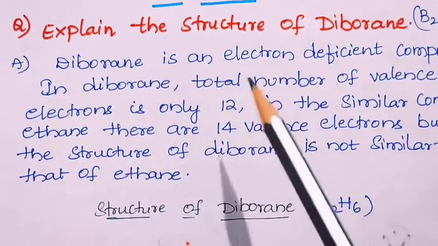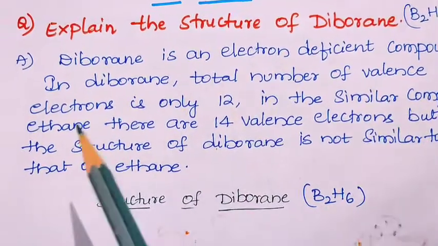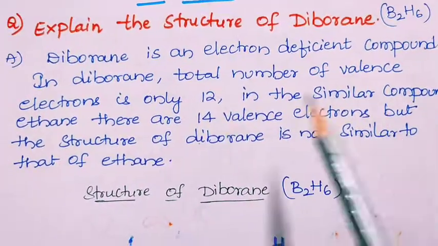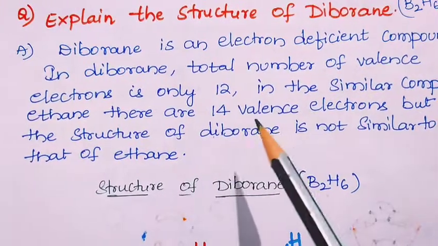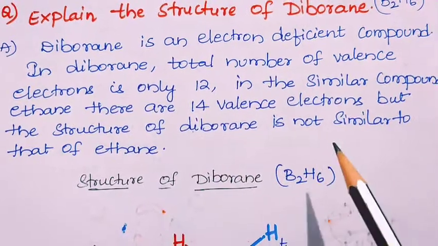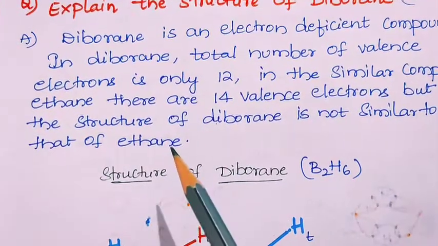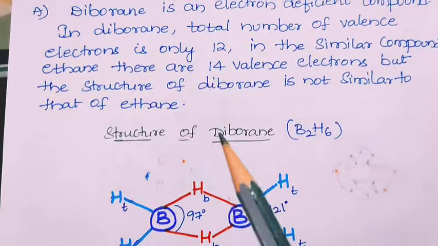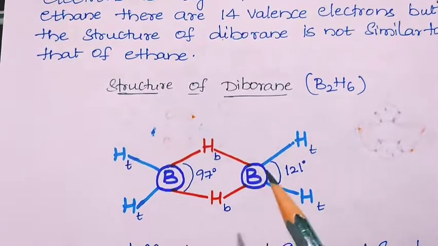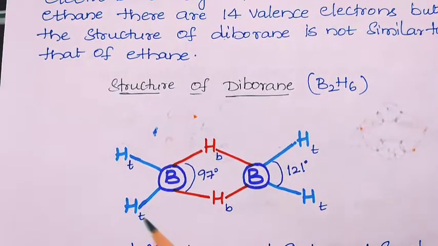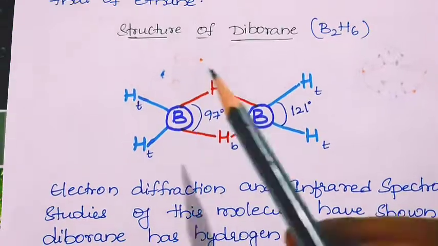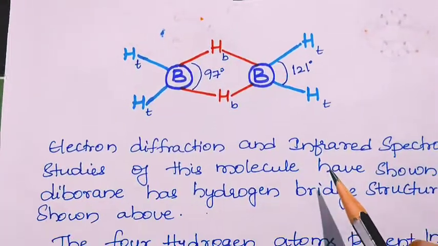In diborane, the total number of valence electrons is only 12. In the similar compound, ethane, there are 14 valence electrons, but the structure of diborane is not similar to that of ethane. So, how it is different, we will see now. So, here is the structure of the diborane. We have 2 boron atoms and 6 hydrogen atoms. So, now we will explain this structure.